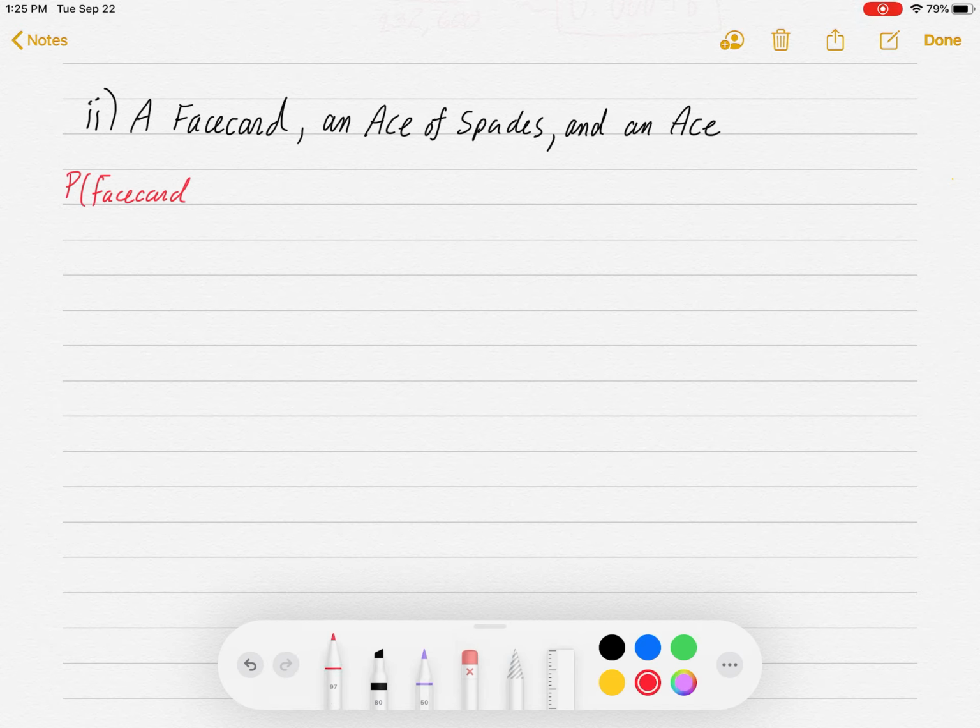Let me get rid of this comma here. I'm going to say "and." Use the word "and," so we know we're talking about an "and" situation. Ace of spades and an ace.